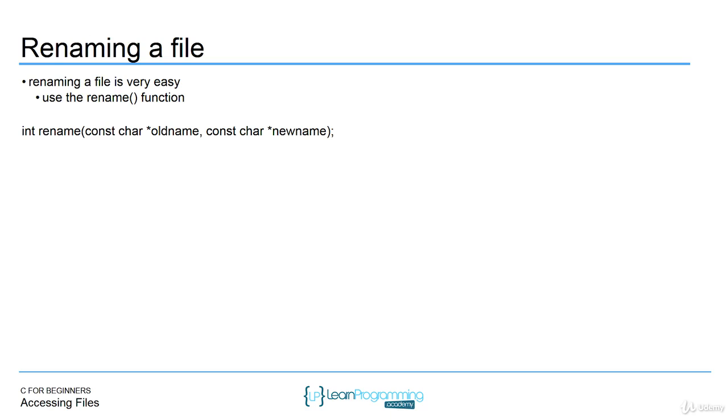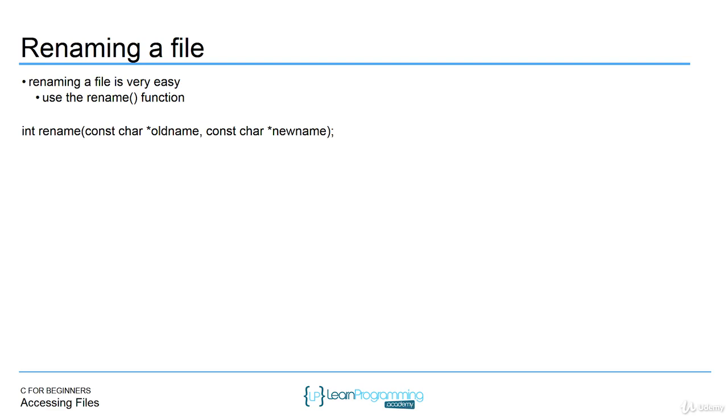Renaming a file. We know now how to open a file. Opening a file is the first operation. You specify the mode and the name of the file. That gives you back the file pointer, which you can now use to do other things with. Renaming a file is sometimes important. It's very easy. You just use the rename function.